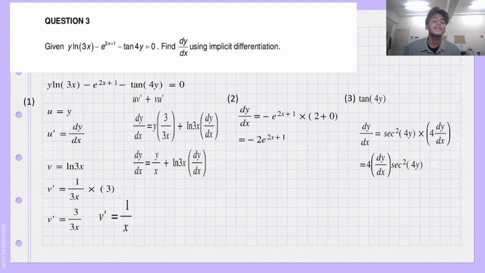And simplify it, it will become y over x plus ln 3x times dy over dx. And then we will simplify the e, which is negative e^(2x+1) times 2 plus 0 because of the power, and it will become negative 2e to the power of 2x plus 1 because the 2 will bring to the front. And then we have tan for y. When we differentiate it, we will become sec squared 4y times 4 times dy over dx. We'll bring the 4 times dy over dx to the front, and it will become 4 times dy over dx times sec squared 4y.